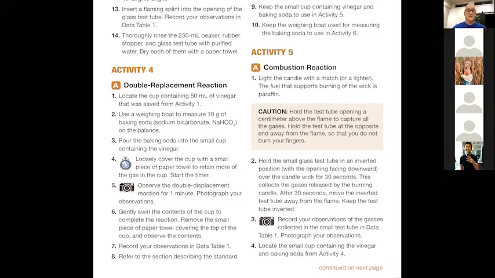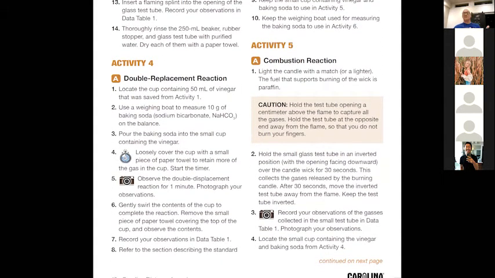So double displacement reaction, same as a single displacement reaction, although in this case you've got two atoms bonded to two other partners, and basically they both swap. And so in this one, we're using baking soda and vinegar. So we've got baking soda, sodium bicarbonate here, and vinegar is acetic acid. And basically we're going to be swapping them.